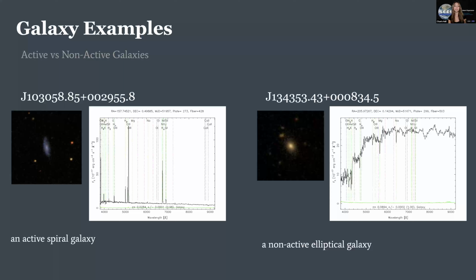As you can see, the active galaxy's spiral spectra indicate strong H-alpha and oxygen emission lines, while the non-active galaxy's spectra does not, and also contains a few clear absorption lines. These are all factors we would take into account in order to classify each galaxy as active or non-active.